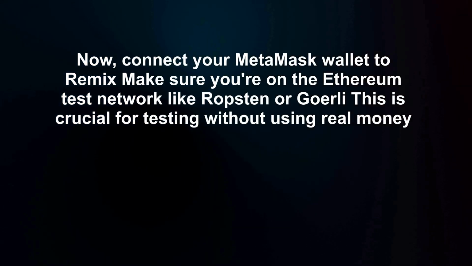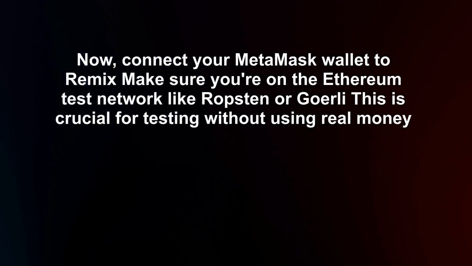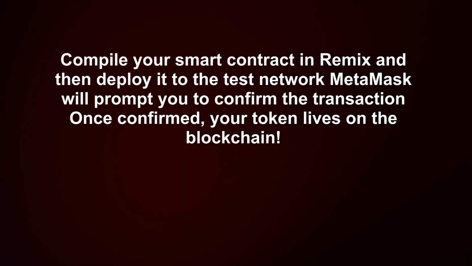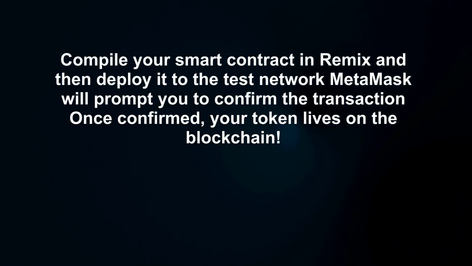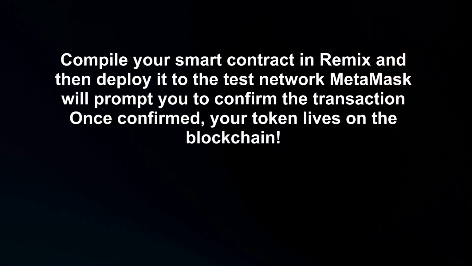Now, connect your MetaMask wallet to Remix. Make sure you're on the Ethereum test network like Ropsten or Goerli. This is crucial for testing without using real money. Compile your smart contract in Remix and then deploy it to the test network. MetaMask will prompt you to confirm the transaction. Once confirmed, your token lives on the blockchain.